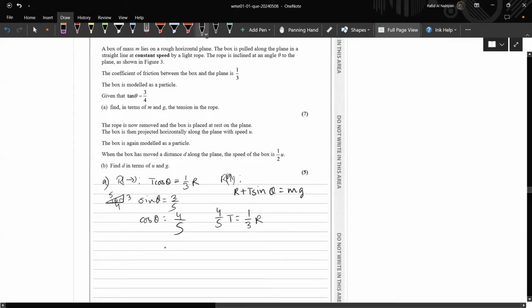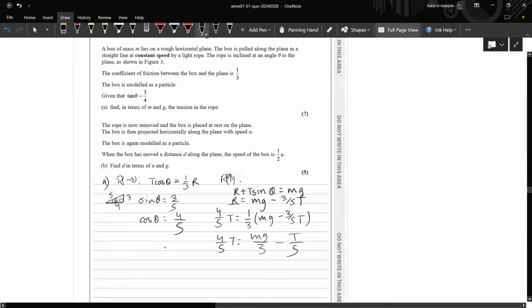Now what I'll do is make R the subject here, so R equals mg minus, and I'll put the value of sine theta here, which is 3/5 T, and I will be putting this expression of R into this R right here in 1/3 R. So that is going to give me 1/3 times (mg minus 3/5 T), and if I just expand this, I get mg by 3, and so this 3 and 3 cut out, and I have T by 5.